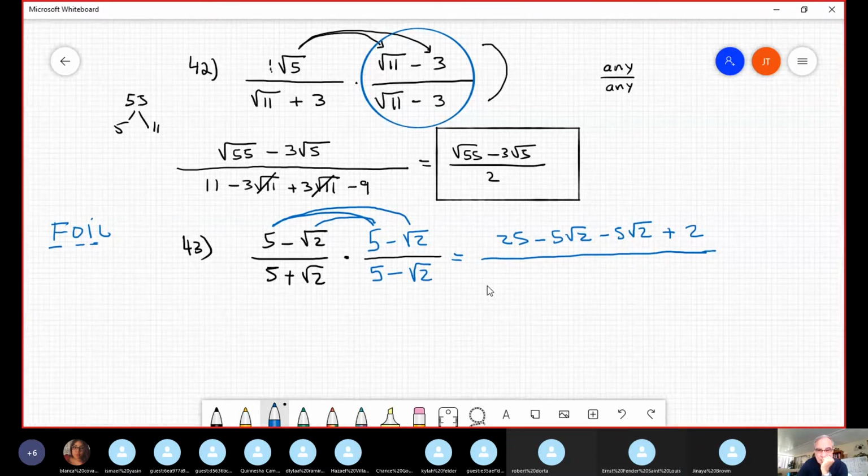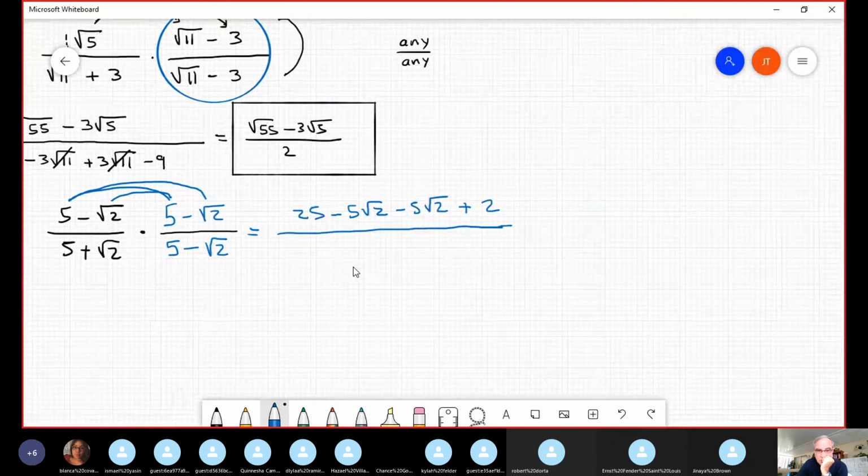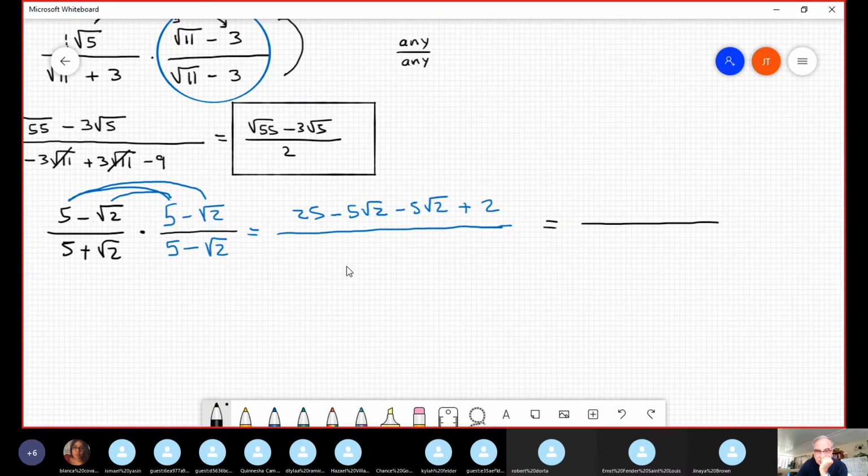Okay, let me finish. Continue working in the top part. Well, in the top part we have 25 and 2. I can combine, 27. And negative 5 radical 2 minus 5 radical 2. Okay. Super. It's okay. Let's do the bottom part. Exactly the same. Ernie, you help me again in the bottom part. Yeah, I'm here. Go ahead. Foil. You foil. 25.